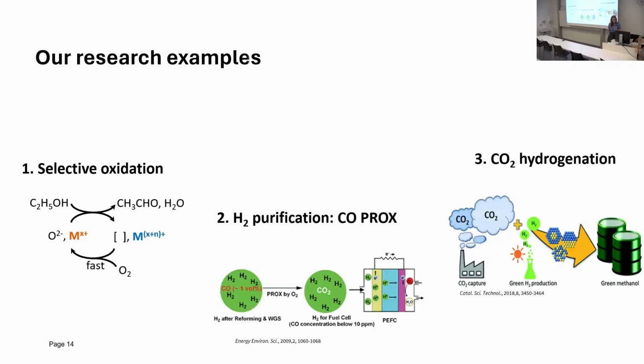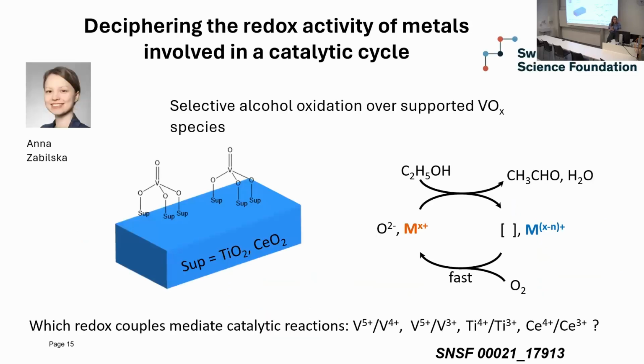So after this basic introduction to our research, I wanted to show you our research examples, what we recently did. I think these research examples show what is currently possible to do, what kind of research is possible, and maybe you can also get ideas about what you can do with your systems. For example, the first example was about selective oxidation of alcohols.